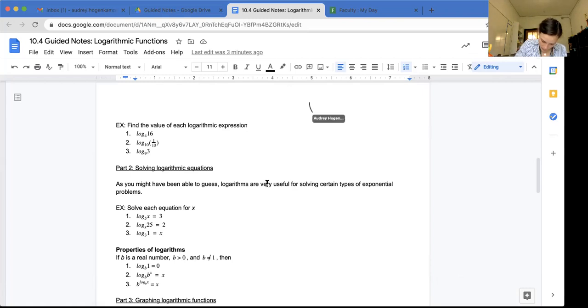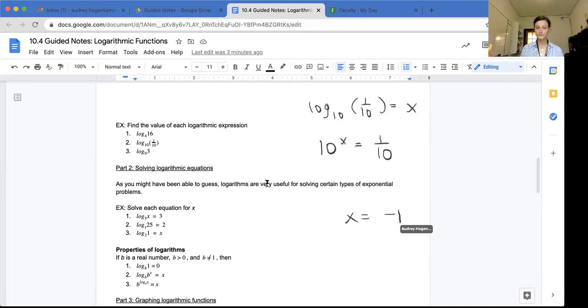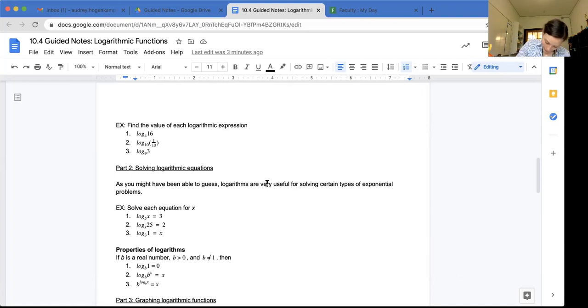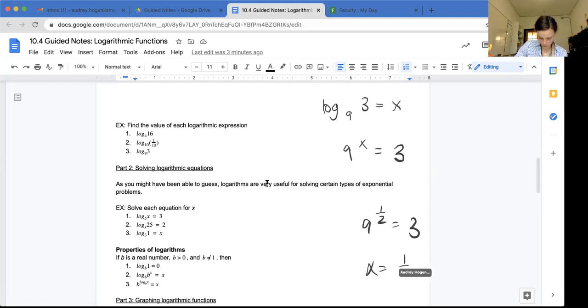Okay, let's do log base 10 of 1/10 equals x, which is the value we're trying to find. 10 to the x is equal to 1/10. Well, we know that 10 to the negative 1 is equal to 1/10, so therefore x equals negative 1. All right, log base 9 of 3 is equal to x, so 9 to the x is equal to 3. Let's see here, that is going to be the square root of 9 equals 3, so 9 to the 1/2 is equal to 3, so x is equal to 1/2.